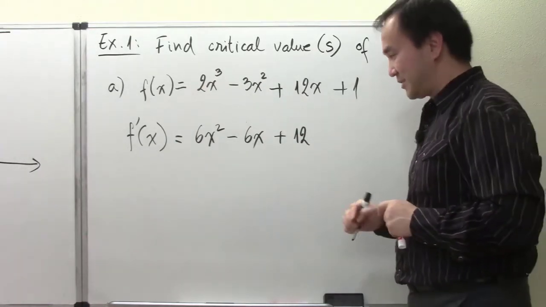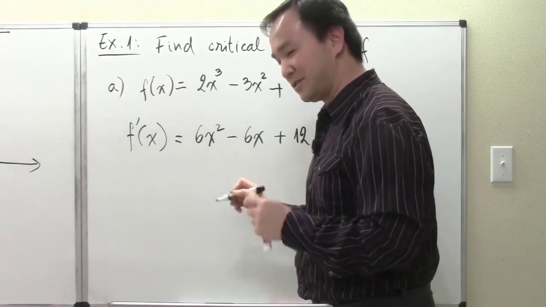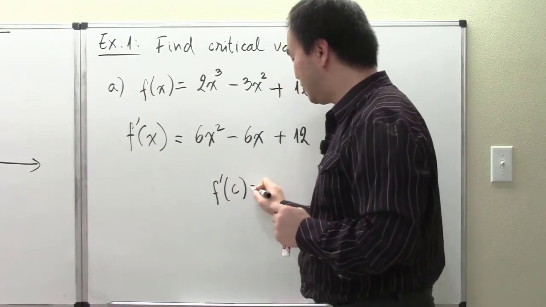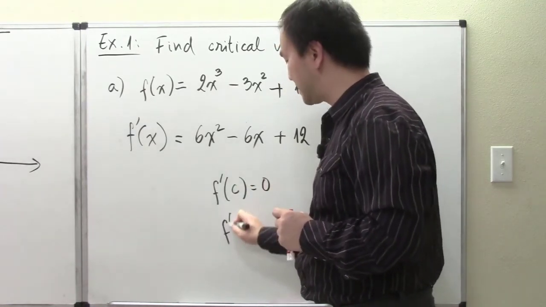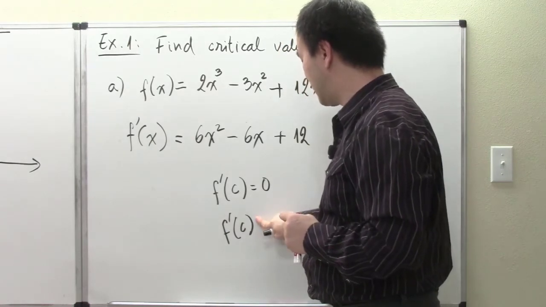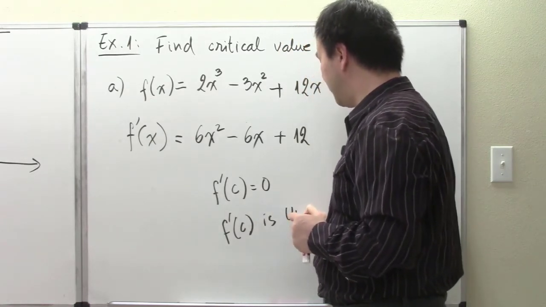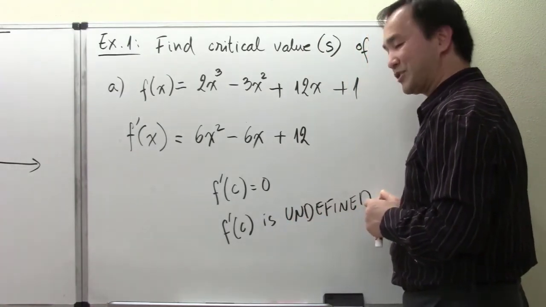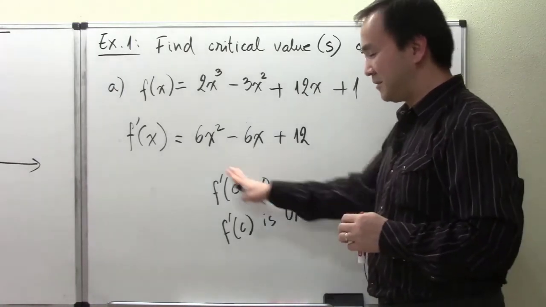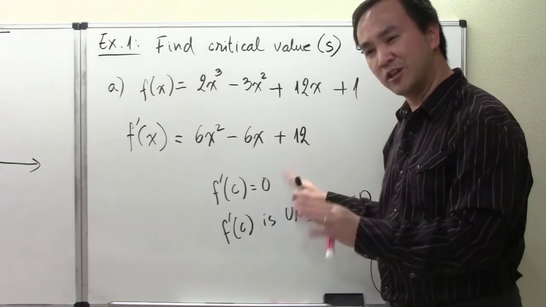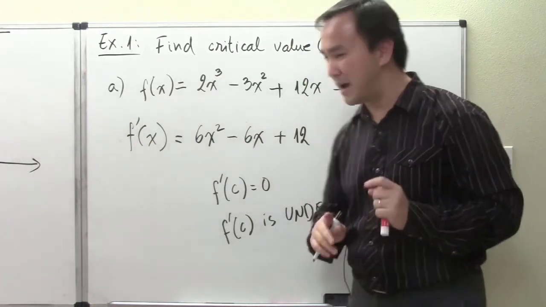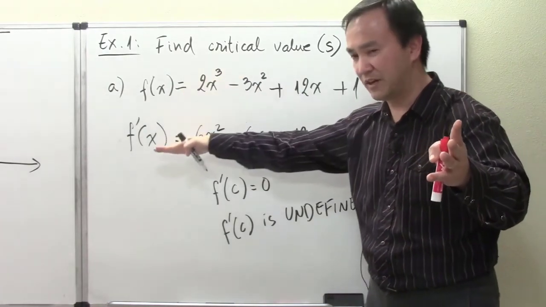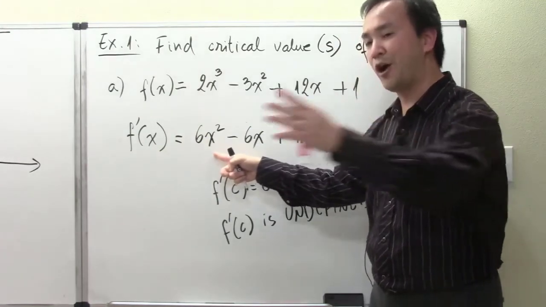What we need to do next is recall again: any critical value is the place where f prime at c equals 0, or f prime at c is undefined. I might have to keep repeating this a lot to trigger your understanding. But notice, the function we have here was a polynomial, and after we take the derivative, its derivative is also a polynomial.